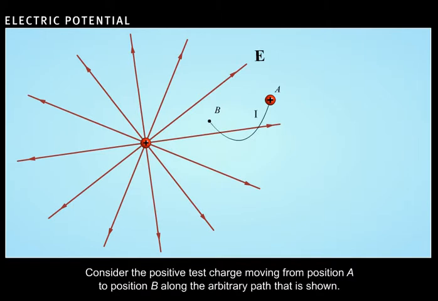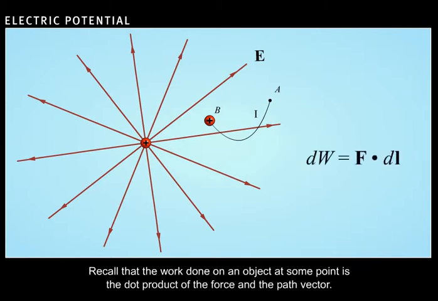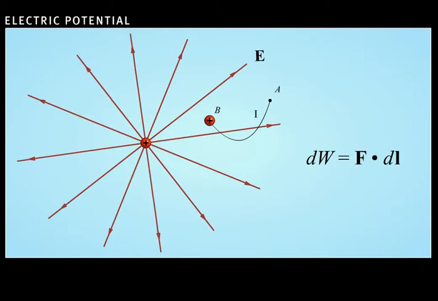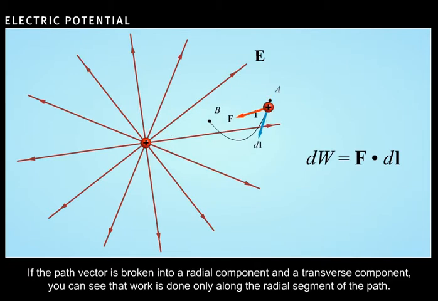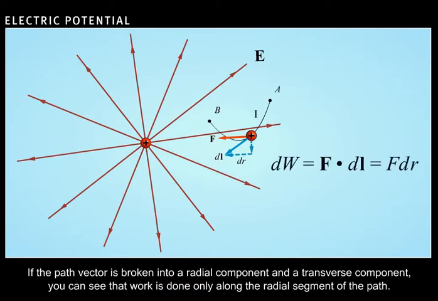Consider the positive test charge moving from position A to position B along the arbitrary path that is shown. Recall that the work done on an object at some point is the dot product of the force and the path vector. To move the positive test charge towards a positive charge, an external force must be provided in the radial direction, since the repelling electric force points in the radial direction outward. If the path vector is broken into a radial component and a transverse component, you can see that work is done only along the radial segment of the path.